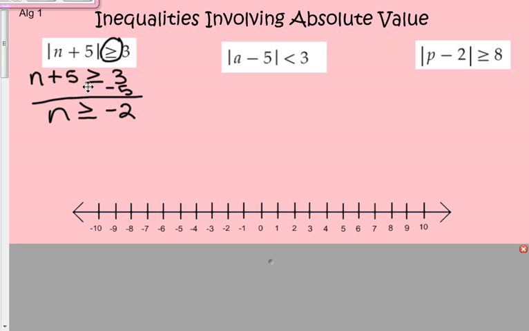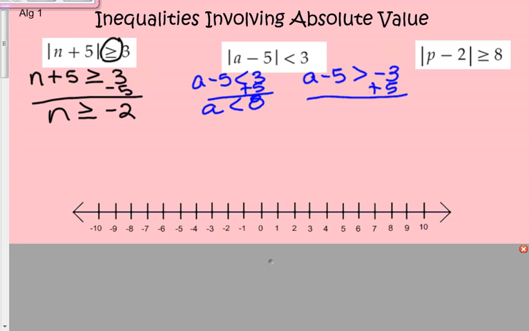A minus 5, the absolute value of A minus 5 is less than 3. So we've got A minus 5 less than 3, drop our bars, or A minus 5 is greater than negative 3. We flip our sign and change the 3 to a negative. Then we solve. Add 5. A is less than 8. Add 5. Or A is greater than positive 2.